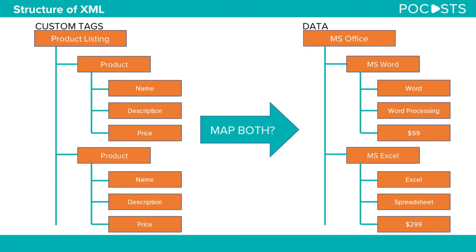Let's take Microsoft Office as a product listing as an example, and inside Microsoft Office you have different products like Microsoft Word and Microsoft Excel. Microsoft Word can have different properties like name, description and price. The name could be Word, the description would be word processing, and the price is some $99. So let's build an XML with these two things. One is a structure, which is a field name, and then the data inside that structure.